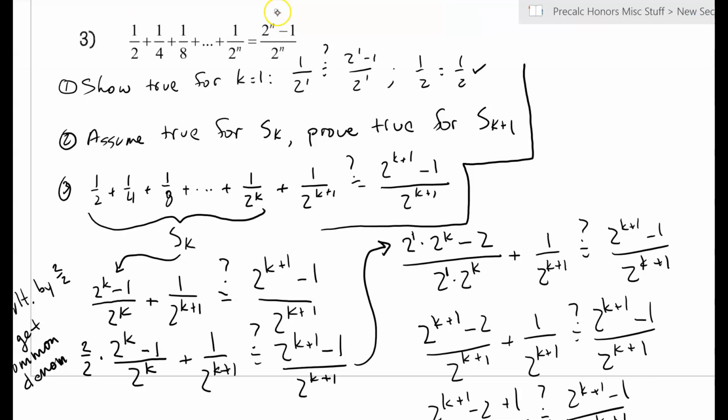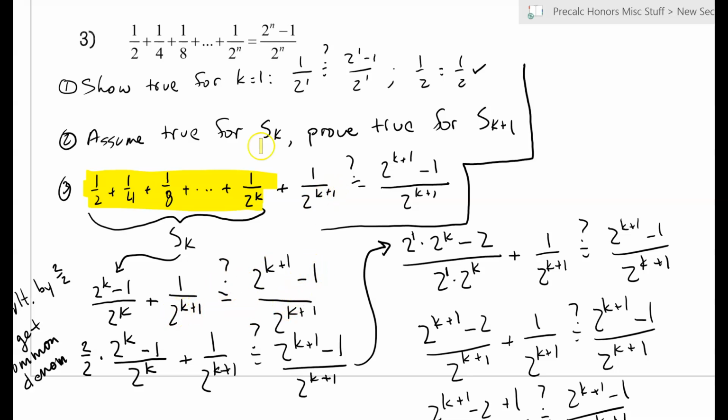It's important to start with the original series here. And notice I've substituted in k because we're going to assume it's true up to k. And then we're going to add one more term for k plus 1, the k plus 1th term. And we want to show that it's equal to the sum for the k plus 1th term. So S sub k is going to be this term with k substituted in. So that's (2 to the k minus 1) over 2 to the k plus this last term that we added. We want to show it's equal.